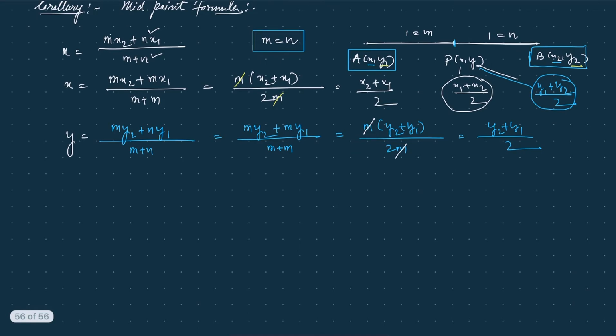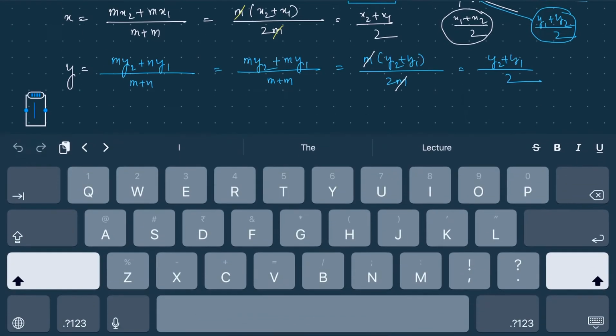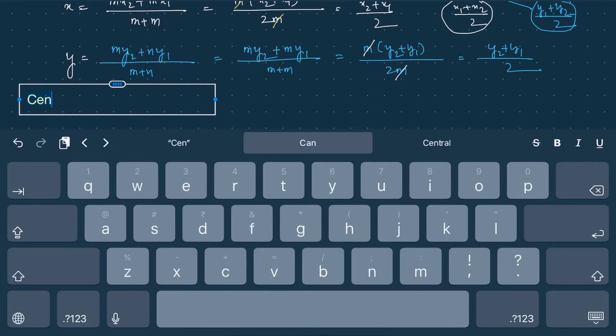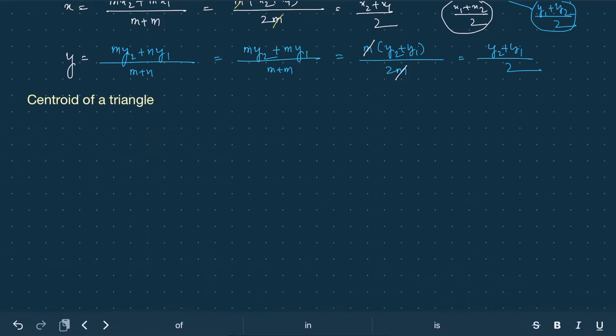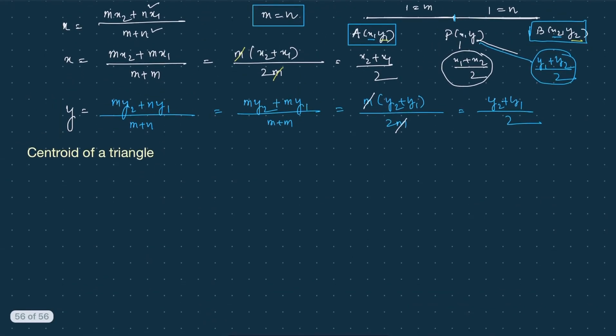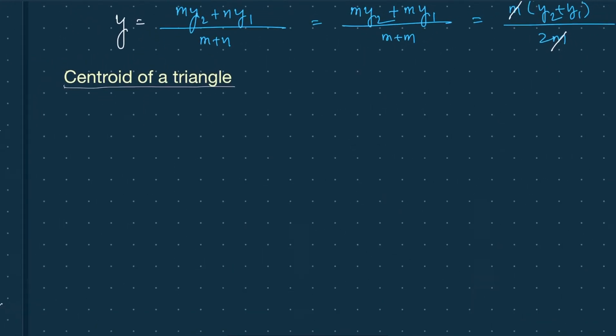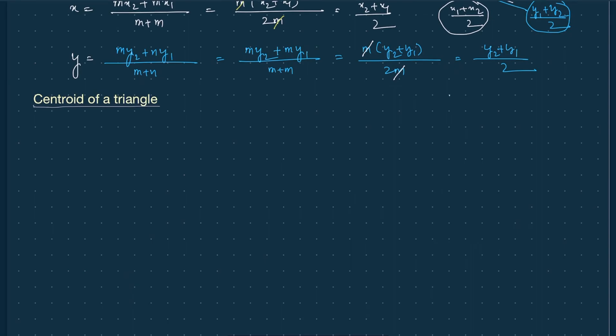Okay, now there is one concept called centroid of a triangle. Okay, what is that? Centroid. Now we are going to study what is a centroid of a triangle. Centroid means, suppose this is a triangle.